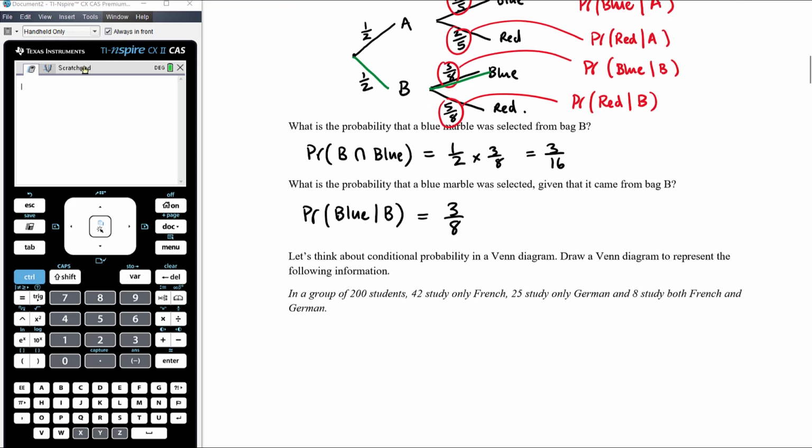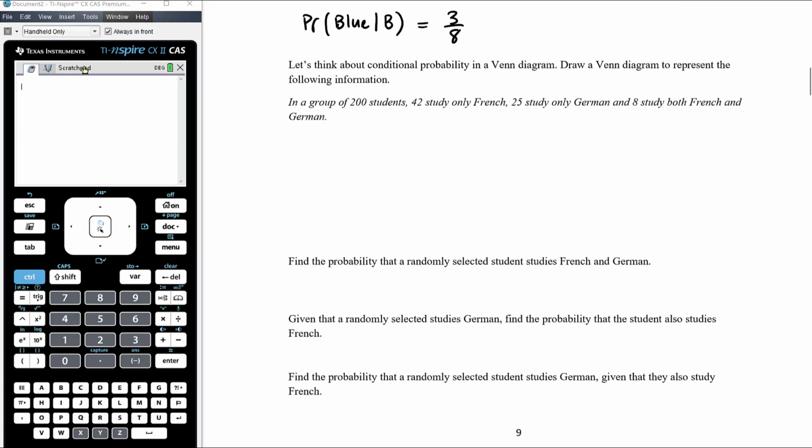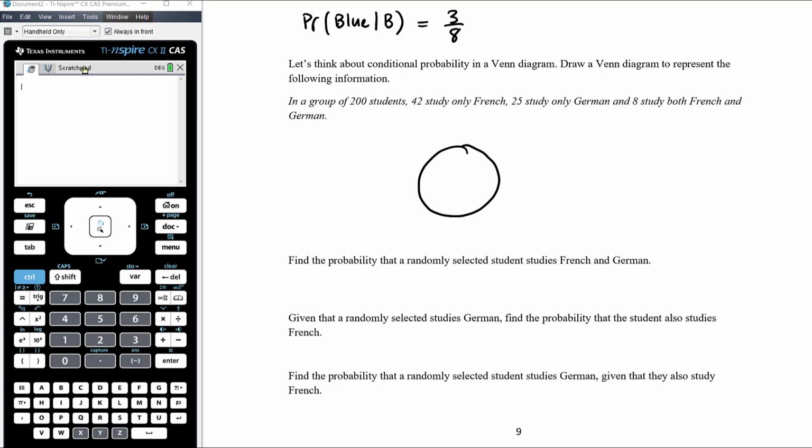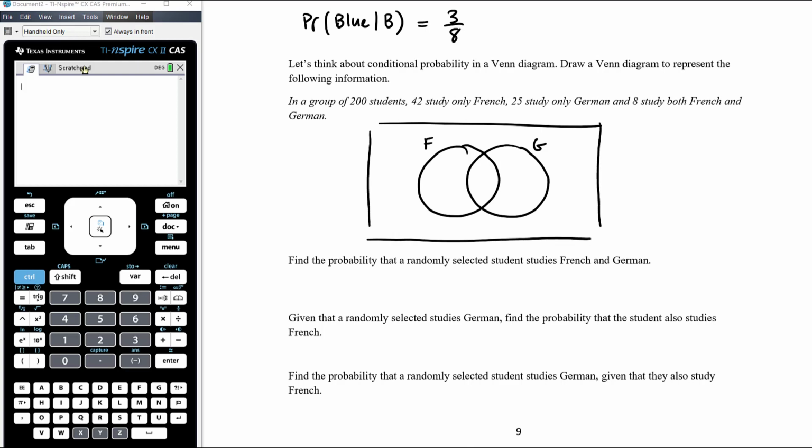Okay, let's have a look at conditional probability in a Venn diagram. So let's use a Venn diagram to represent the following information. So we've got 200 students. It's about them studying French and German. So we've got two circles, French and German. The sample space contains the full 200 students.